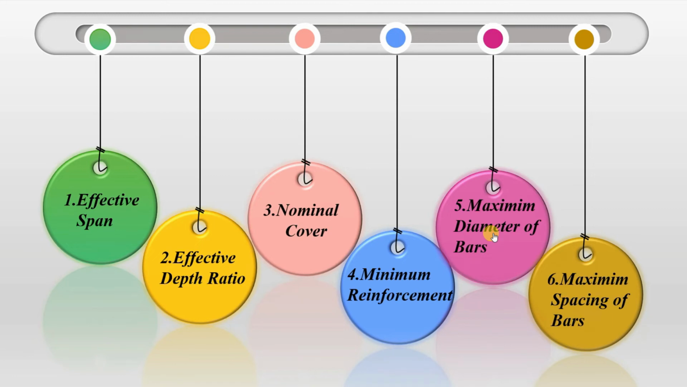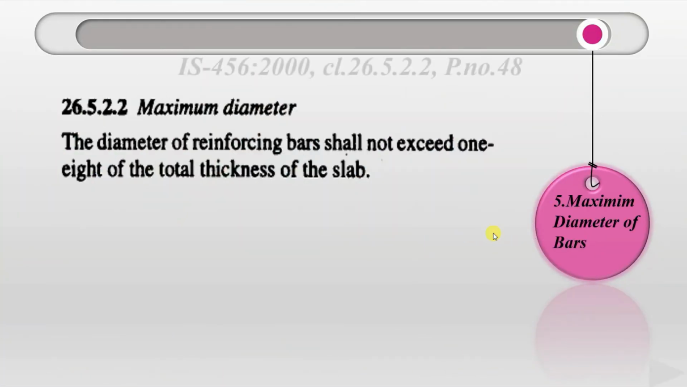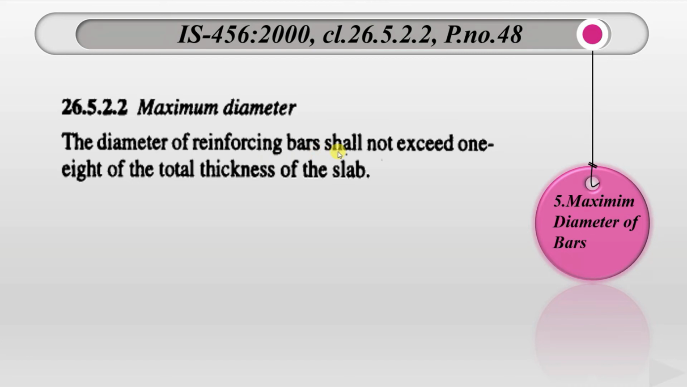Next, maximum diameter of bars. The diameter of reinforcing bar shall not exceed 1/8 of the total thickness of the slab. For example, consider a 5-inch thick slab. Maximum diameter should not be more than 1/8 of 125, right? That is 15.6 mm. So that means it should not be more than 16 mm. So whenever we use a 5-inch thick slab, our maximum diameter of bar should not exceed 16 mm. Up to 16 mm we can use.